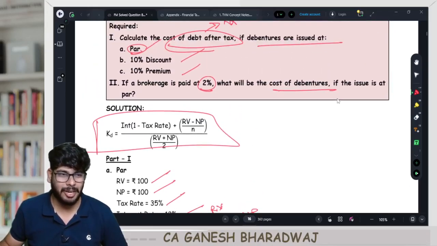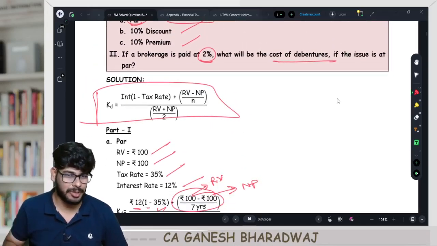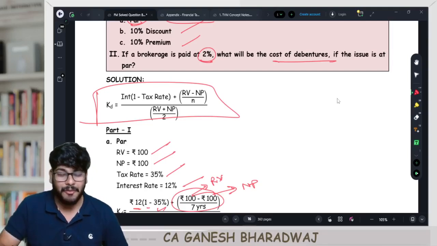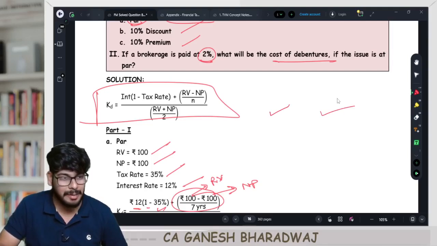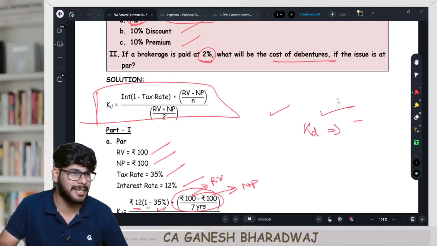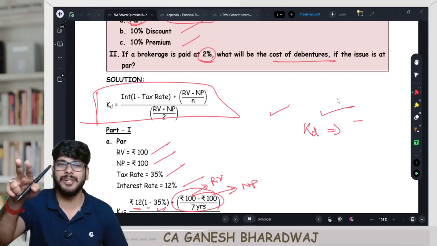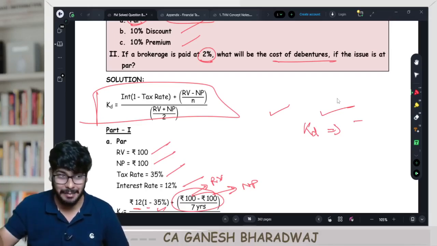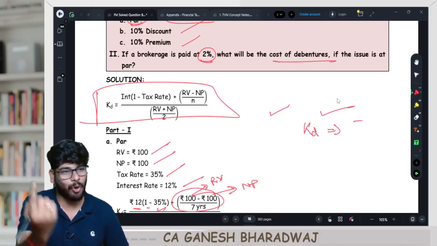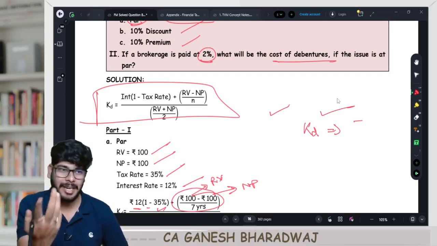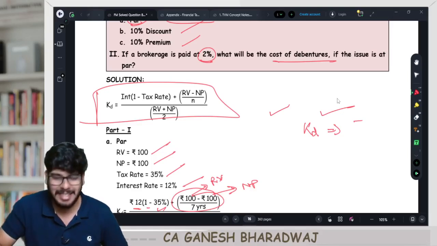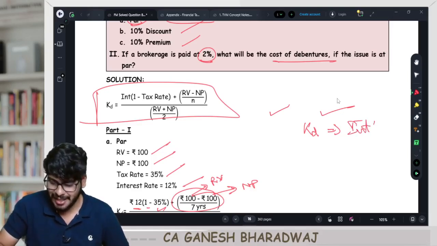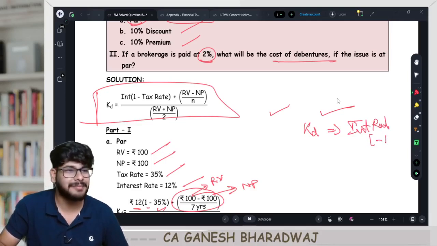Or in other words, can I come to a conclusion? This is just one observation. When you are issuing at par and also redeeming it at par, can I directly say for KD, the only cost is interest cost? Correct? There is no difference between the two, no? Are you understanding this? When I'm issuing and redeeming it at par, the only cost associated is what? Interest cost, right? Directly can I say KD is going to be your interest rate into 1 minus t, right?